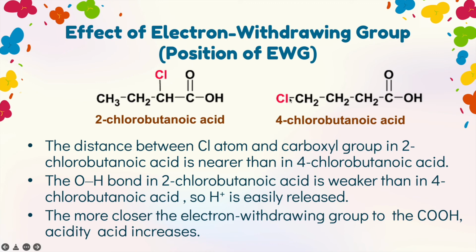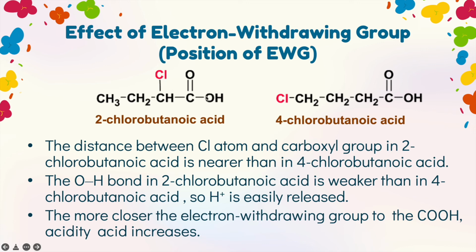So carbon number 4 is much further than carbon number 2 in terms of looking at the position of COOH. Okay, here Cl is further from COOH. This Cl is nearer to the COOH. The distance between Cl atom and carboxyl group in 2-chlorobutanoic acid is nearer than in 4-chlorobutanoic acid. The OH bond in 2-chlorobutanoic acid is weaker than the 4-chlorobutanoic acid. Okay, so the OH bond here is weaker because the position of Cl is nearer.